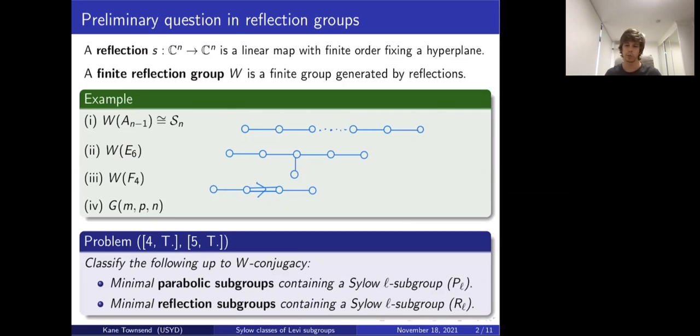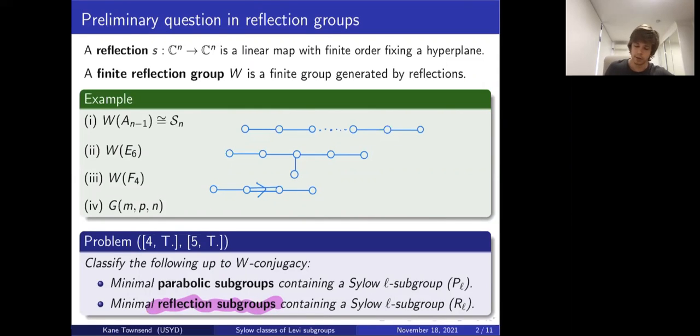I'm going to be mostly focused on the real reflection groups, but I've included the idea of complex reflection groups because I'm going to talk about some Lusztig-Springer theory, which gives you complex reflection groups from real reflection groups. My initial problem is to classify the minimal reflection subgroups containing a Sylow L subgroup. A reflection subgroup is just a subgroup of W generated by some subset of reflections of W.